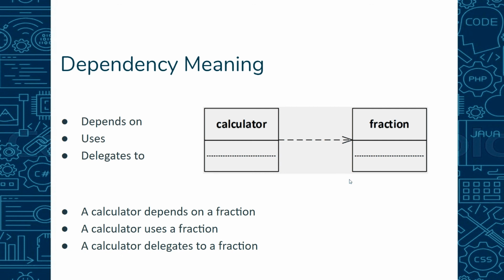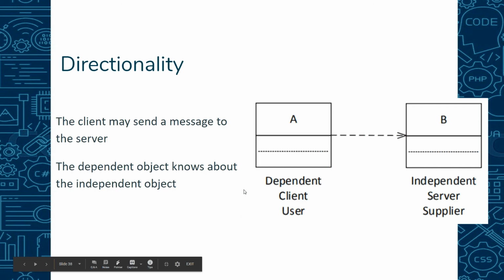Dependency. Okay, so you might have just a loose dependency on another thing. Calculator depends on a fraction. Calculator uses a fraction. Calculator delegates to a fraction. Just a loose relationship. It's not part of it. And you represent that with a dotted line and an arrow.